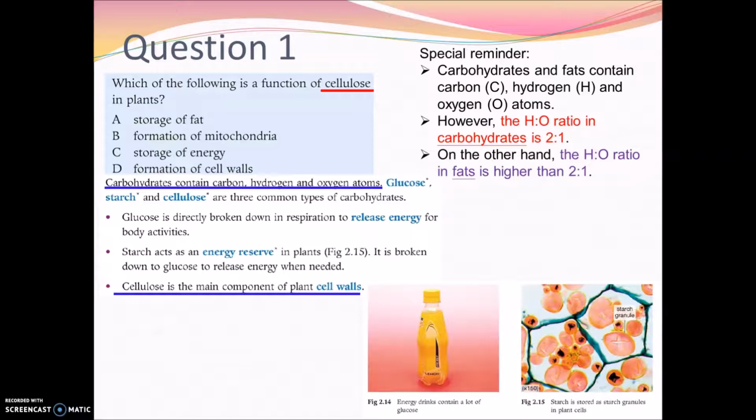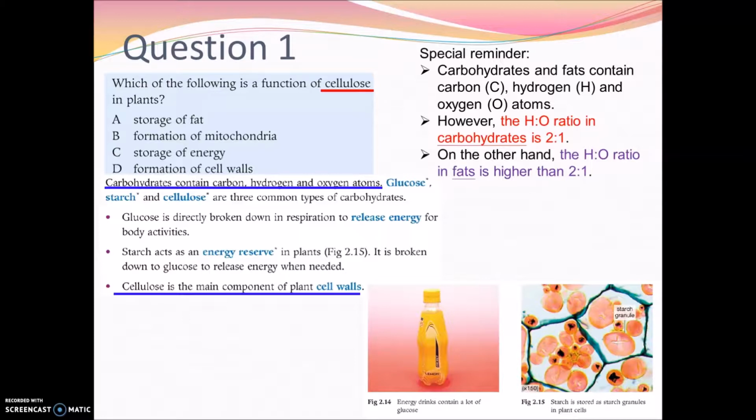Carbohydrates contain carbon, hydrogen and oxygen atoms. It's just like fat. So in this part I would like to mention that carbohydrates and fats both contain carbon, hydrogen and oxygen atoms. However, the most important thing I would like to point out is that the hydrogen to oxygen ratio in carbohydrates is 2:1, because carbohydrates contain carbon and what we call water. Water is H2O, that means the hydrogen to oxygen ratio is 2:1. So that's H2O, water. That's for the carbohydrates.